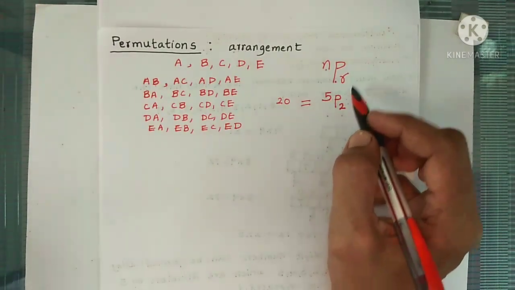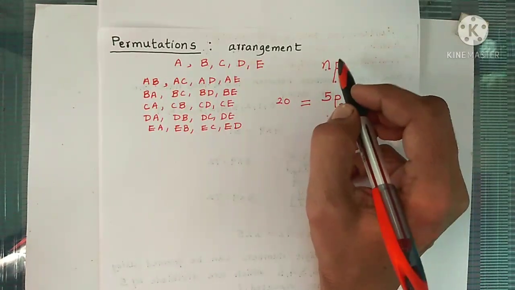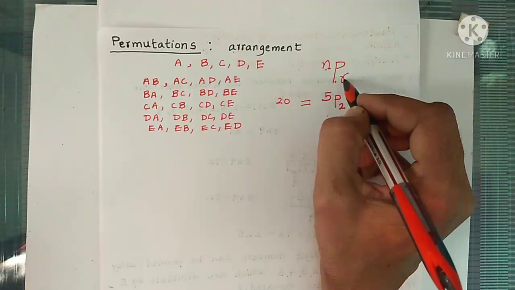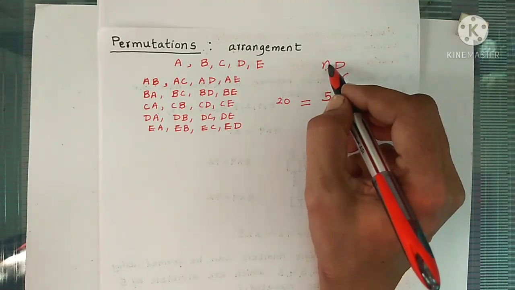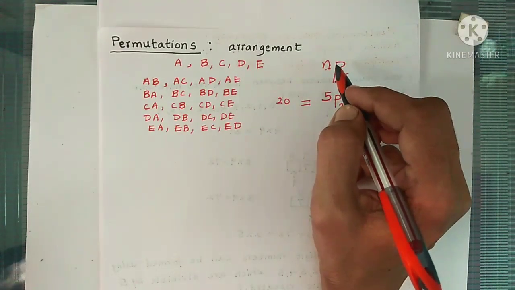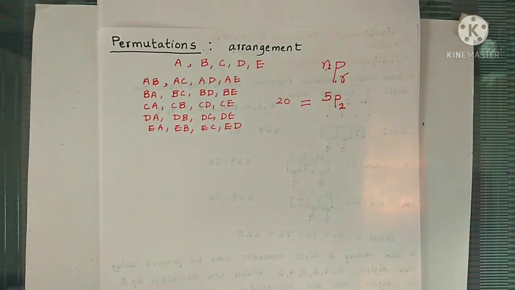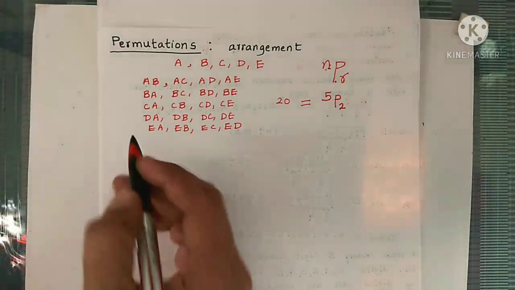Okay, so let's see nPr. nPr is where n objects are given and we have to arrange r objects out of those n objects. That number of ways is denoted by nPr. So nPr is the number of ways of arranging r objects out of n objects. Let's take one more example.